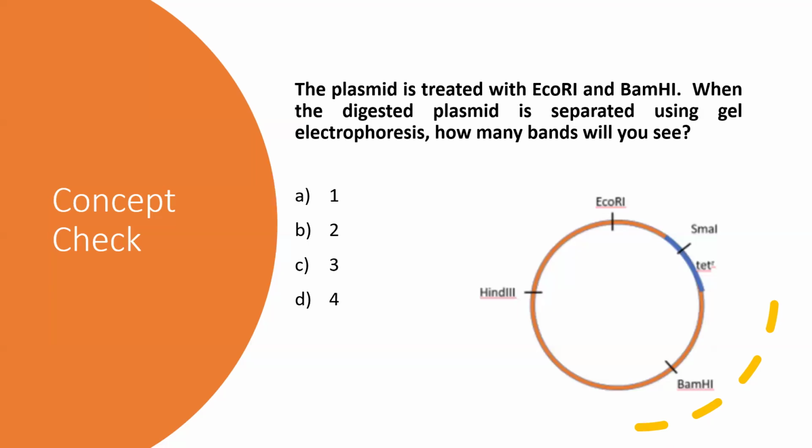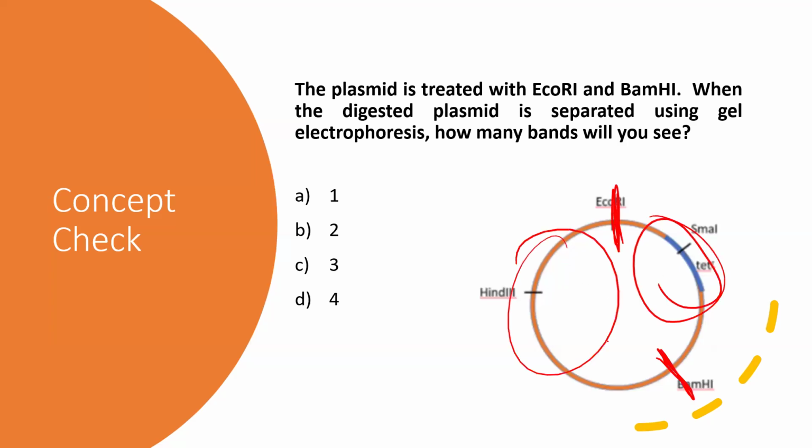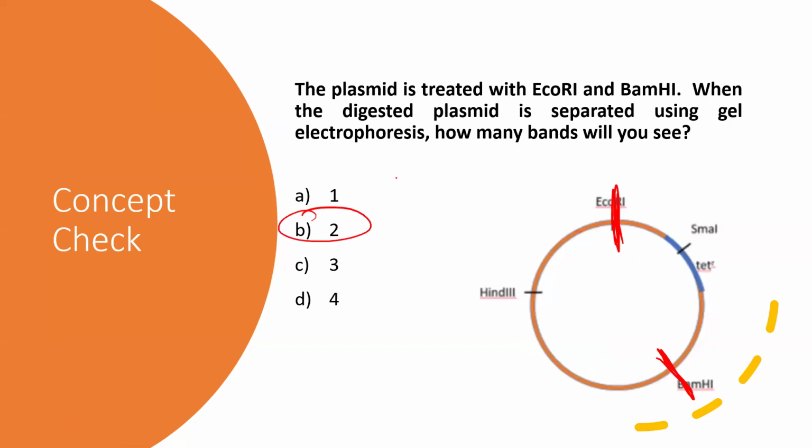You guys use a rubber band if you can't see this, right? How many? Show me. 2 or 3? Like, give me a second, okay? You're gonna cut here and you're gonna cut here, right? So you're gonna get one piece and then you're gonna get a second piece. Make sense? Okay? So you're gonna see 2 bands. The longer band here is going to be closer to the top of the gel. And then the shorter one here is going to be further down the gel.